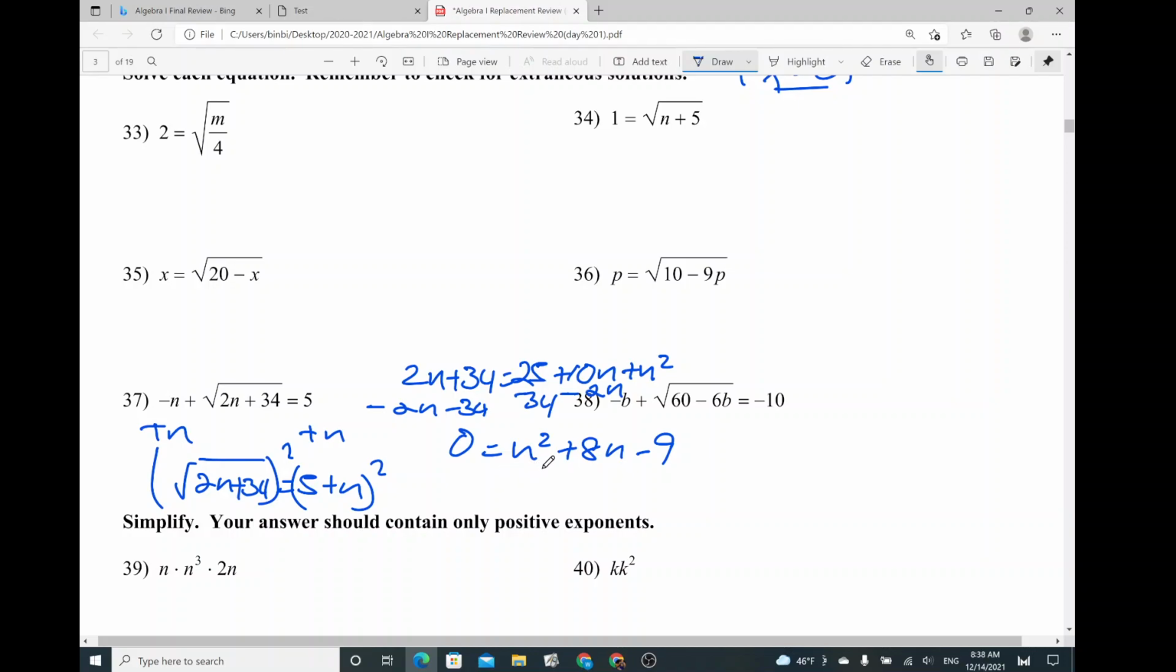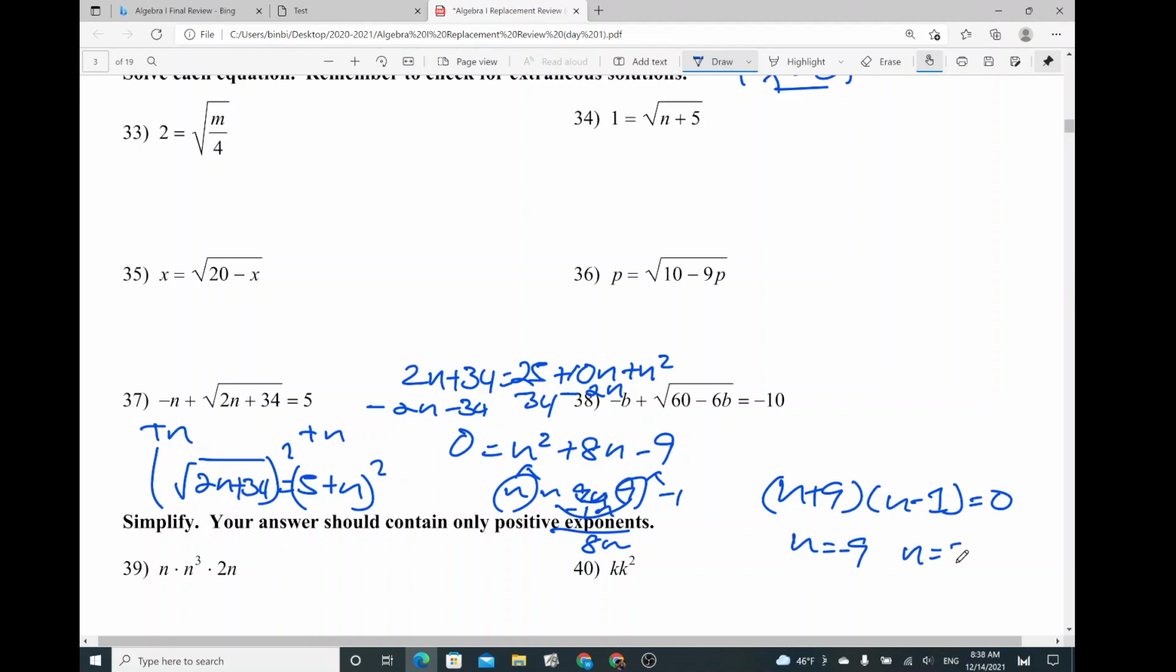And then the rest of this, we want to factor it, so using the smiley face technique. So n times n, negative 9. The number here is positive, so 9 has to be positive, and then negative 1 has to be negative. So 9n minus 1n, which is 8n. So the left-hand side of the factor tree, whatever you have on the left-hand side, we got n plus 9, group them together, n minus 1, the right-hand side of the factor tree. And then set equal to 0, so that means n equals negative 9, and then n equals 1.